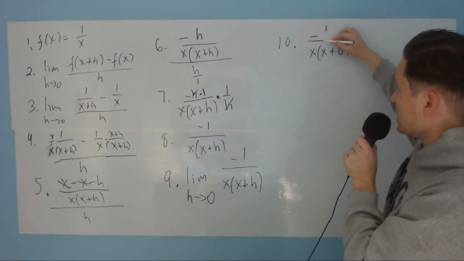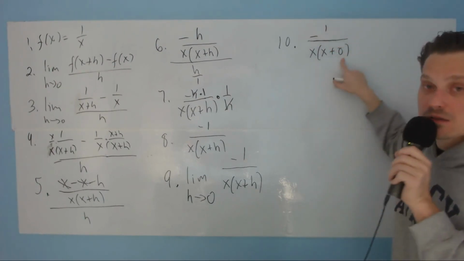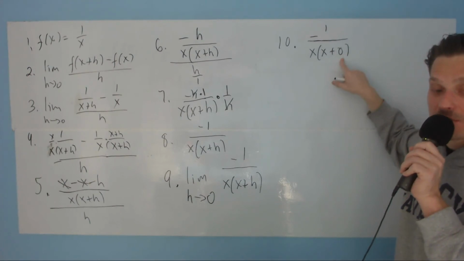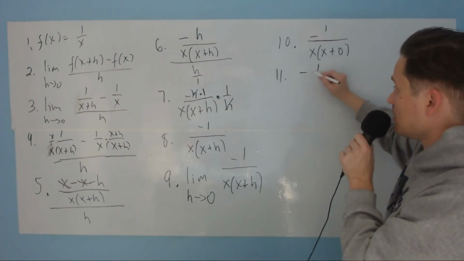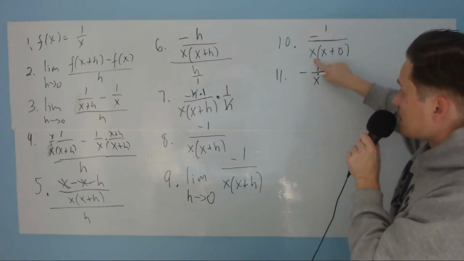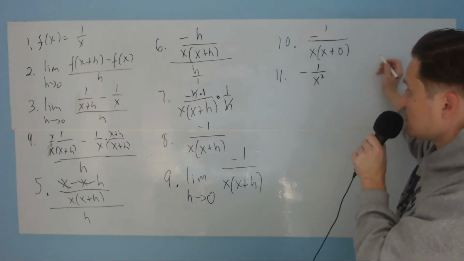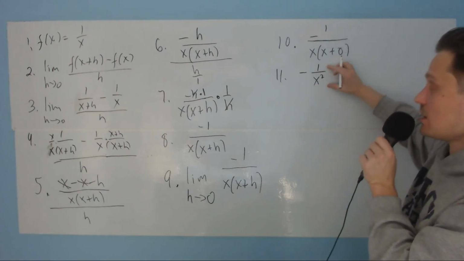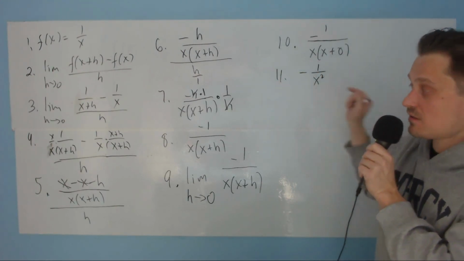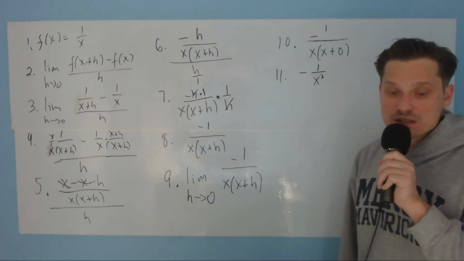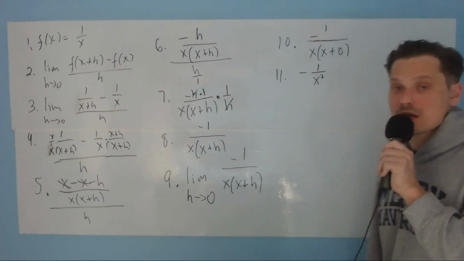This value right here represents replacing h with 0. And then I simplify this, so step 11 is going to give me negative 1 over x times x, which is x squared. And this basically is the derivative of f of x equals 1 over x found through the definition using the limit notation. And that is it.